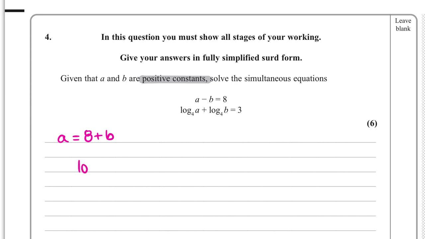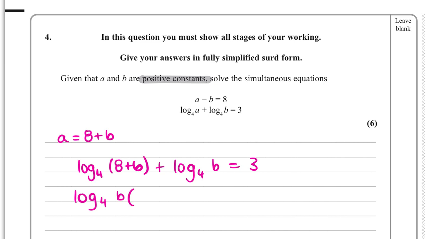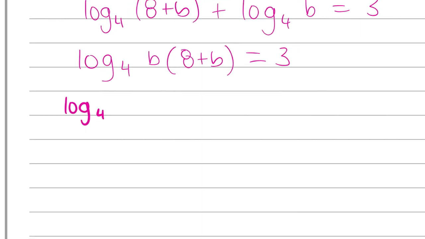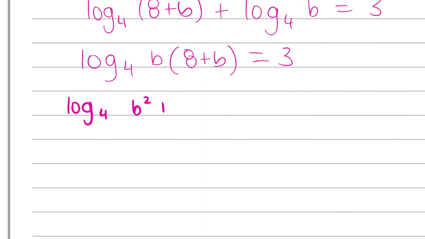Okay, so then I have log to the base 4 of A. Instead of writing A, I'm going to write 8 plus B, plus log to the base 4 of B equals 3. What do I now do if the bases are the same? We can multiply them using the log laws. So I get log to the base 4 of B lots of 8 plus B equals 3. What can I now do? I could expand if I wanted to. So log to the base 4 of 8b plus b squared. Are you happy if I write b squared plus 8b equals 3? Okay, now what do I have to do?